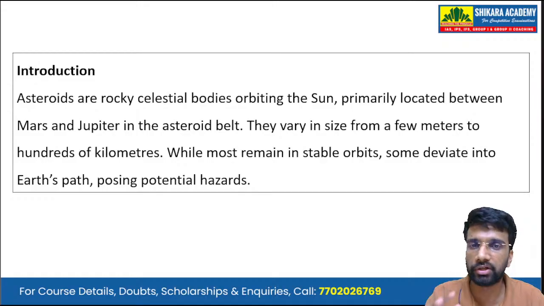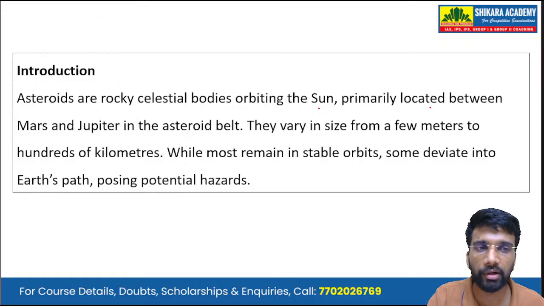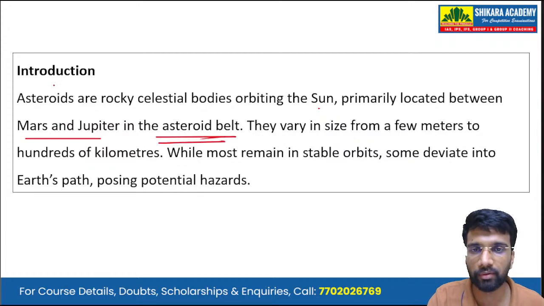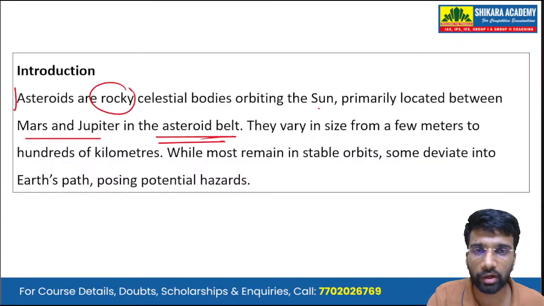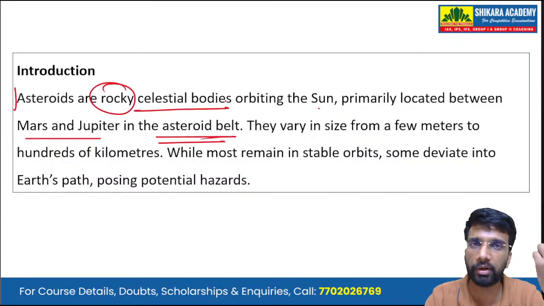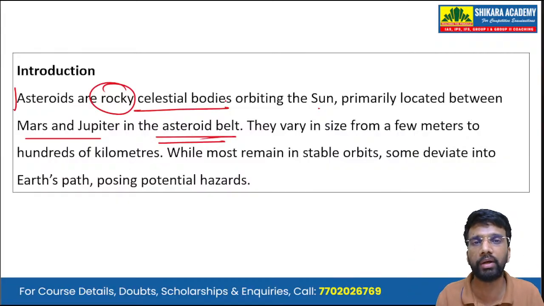Now, starting with the introduction, asteroids are rocky celestial bodies orbiting the Sun, primarily located between Mars and Jupiter in the asteroid belt. Okay, so that is the basic definition of an asteroid. So these are the rocky celestial bodies. They orbit around the sun just like the planets, but the majority of the asteroids are located in the asteroid belt, that is between the orbits of Mars and Jupiter.